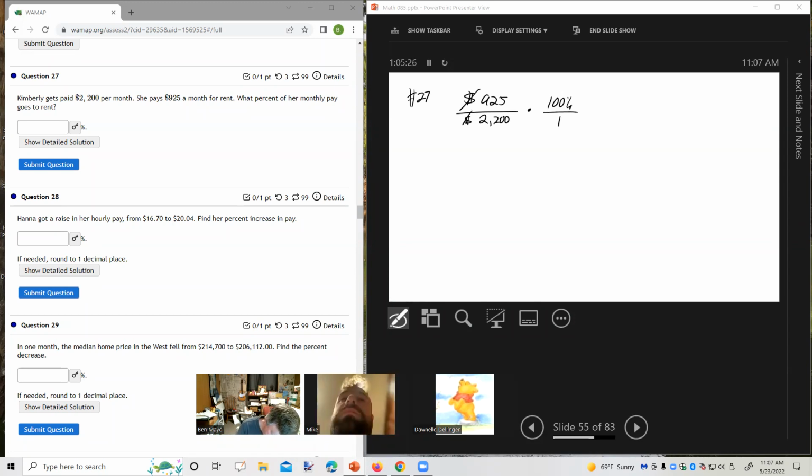So we could convert that, multiply it by 100% over 1. I can get rid of the dollar signs. I could cross out 2 zeros on top and 2 zeros on the bottom, right? Dividing both the top and the bottom by 100. So now what I've got is 925 over 22. Oops, this is percent. So 925 divided by 22.